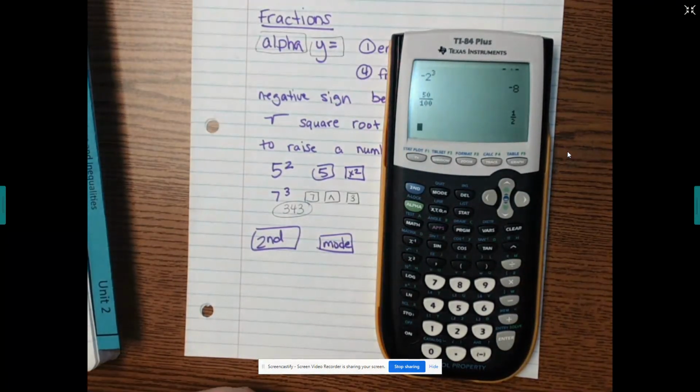Surprise, surprise, it's 1/2. So if you want to simplify a fraction, literally all you have to do is type it in and push enter. That's it. Okay, so that's pretty easy.